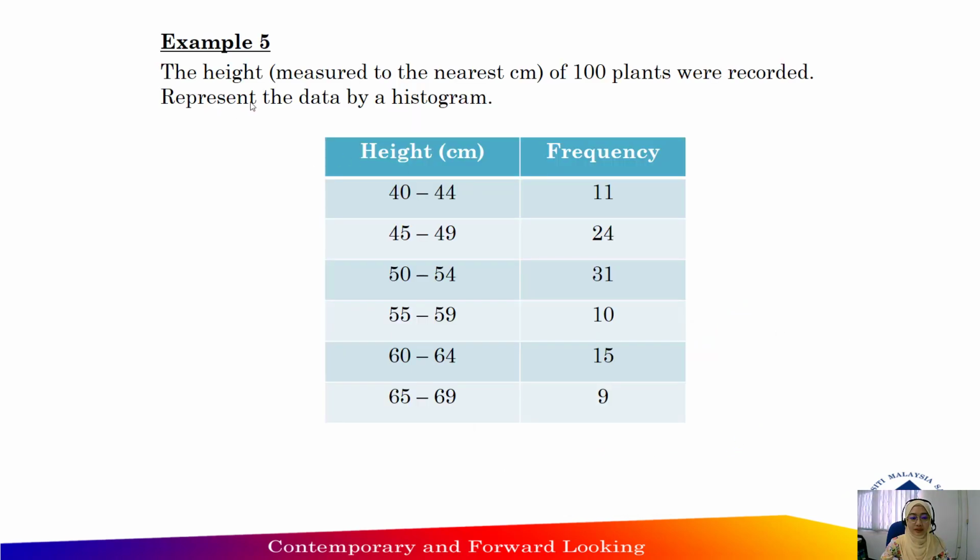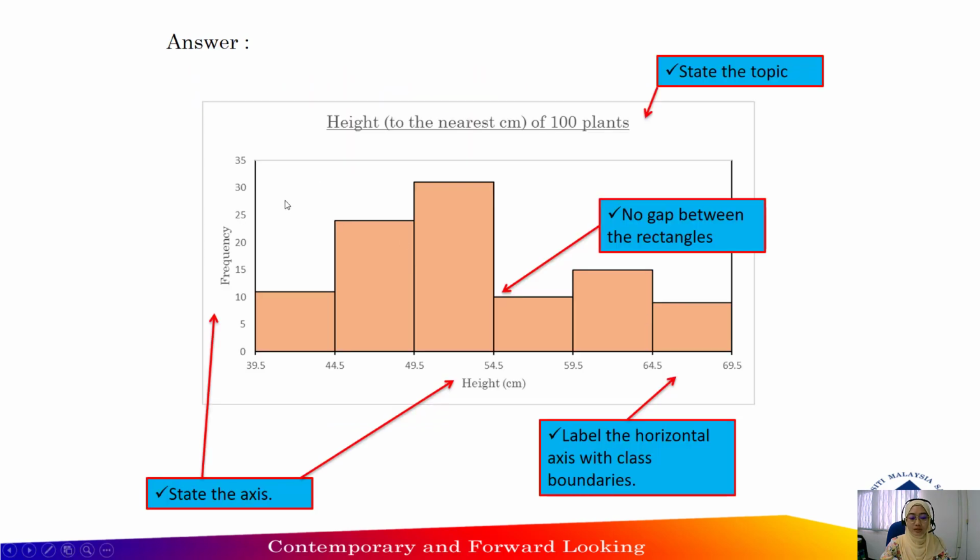Example 5. The heights, measured to the nearest centimeter, of 100 bands were recorded. Represent the data by a histogram. Given the data, the height in cm and the frequency, we need to construct a histogram. First step, sketch the y-axis and the x-axis. The y-axis is for frequency, and the x-axis is for the height in cm.